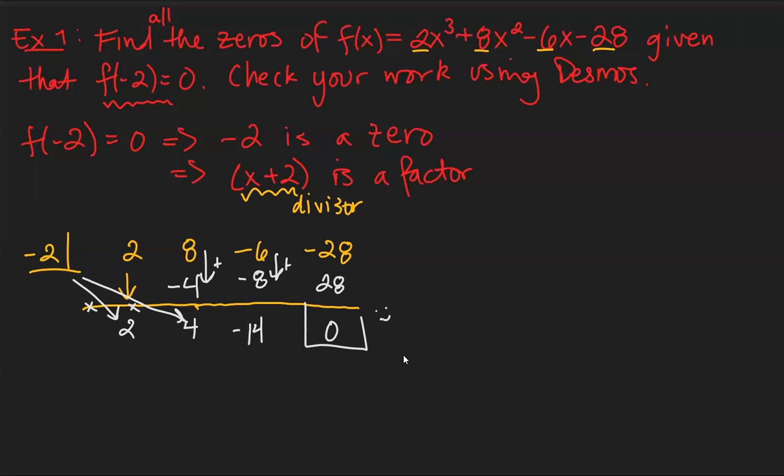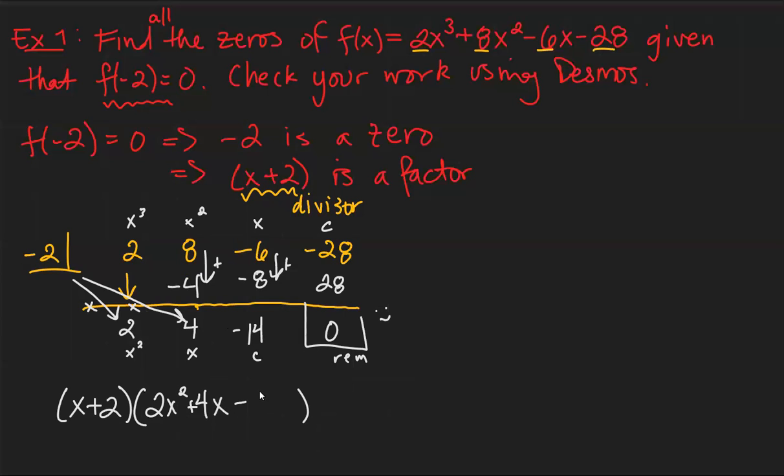Happy face, because everything went well. So we know x plus 2 is a factor, so we can rewrite this polynomial as x plus 2 times a bunch of stuff, and we found the stuff. Remember, this is our x cubed term, x squared, x, constant. Our answers are reduced by 1 in terms of degree. So now this is x squared, x, constant, and the remainder, which is 0, thankfully. So this is 2x squared plus 4x minus 14. Now let's go ahead and factor this.